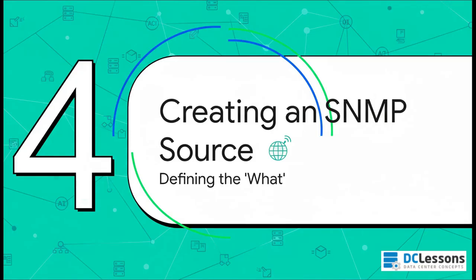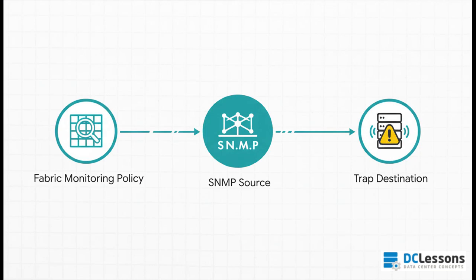All right, we're almost there. We have our how and we have our where. Now it's time to connect them with the final piece of the puzzle, the SNMP source. This is the what. Think of the SNMP source as the glue that holds this whole thing together. It's what connects all the dots. It basically says, hey Fabric, for this set of things you're monitoring, I want you to send any alerts to this specific destination group we just built.